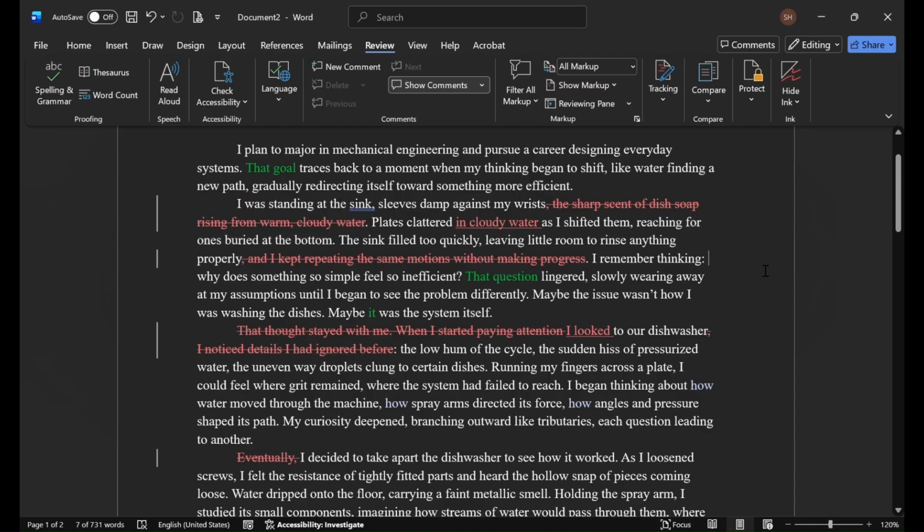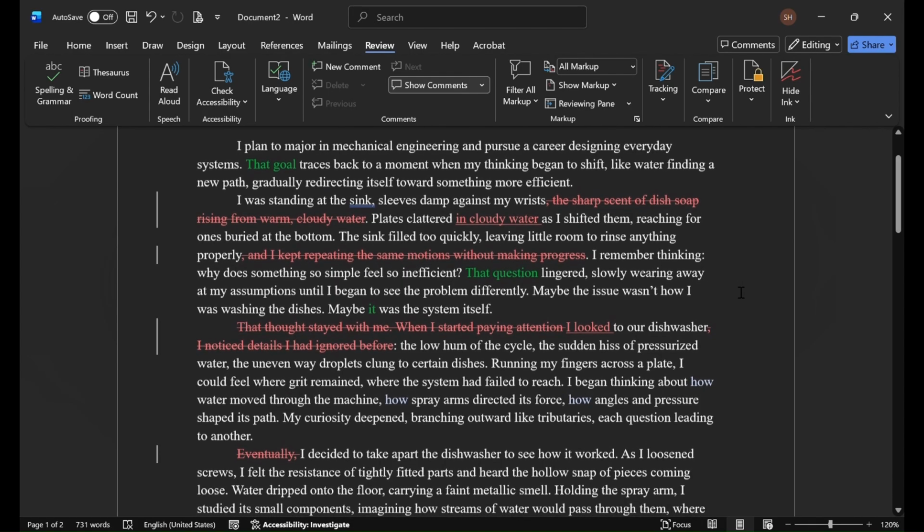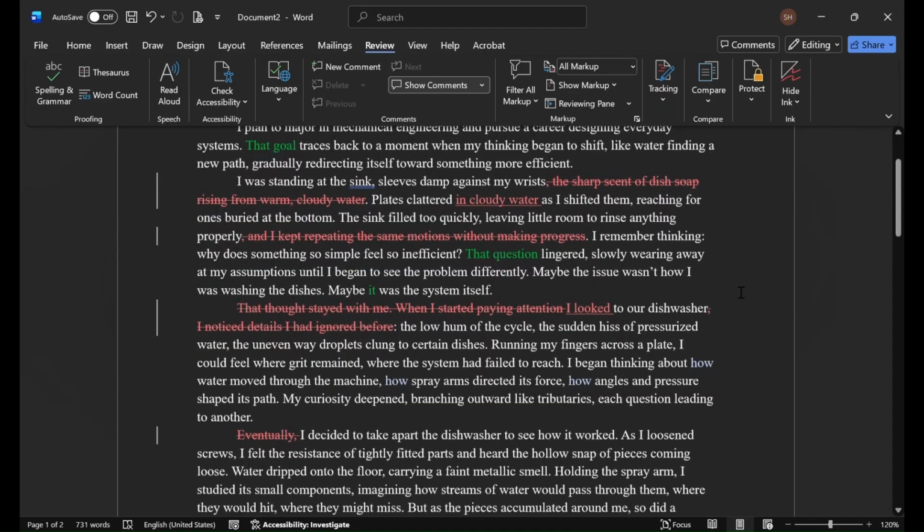The next sentence: the sink filled too quickly, leaving little room to rinse anything properly. So again, we have rising water leading to difficulties in completing the task. But then we get, "I kept repeating the same motions without making progress." That's pretty general. It's not very specific or giving any real images. So I felt we could just delete that as we're looking for things to get rid of. I tried to go through the paragraphs and make changes like those.